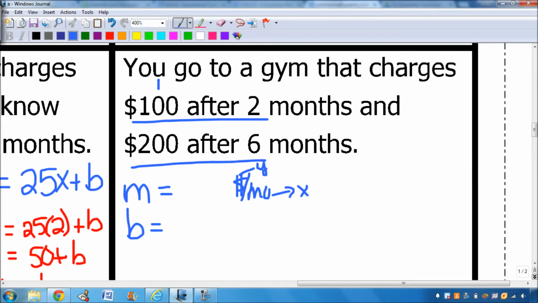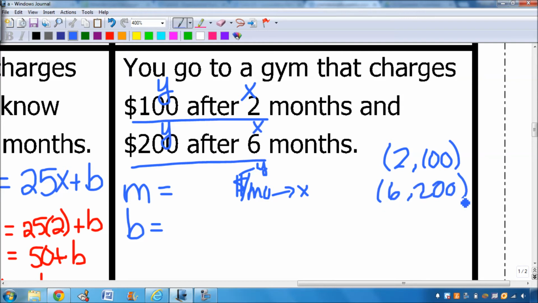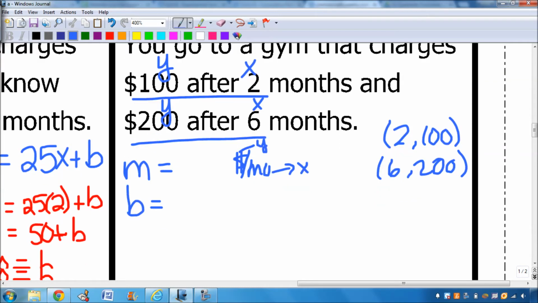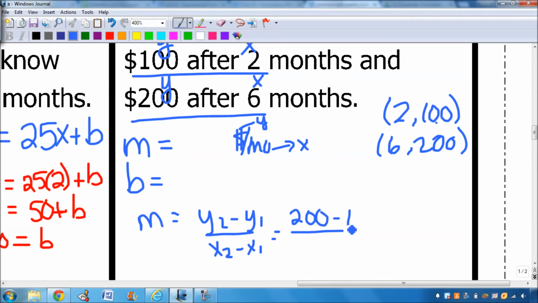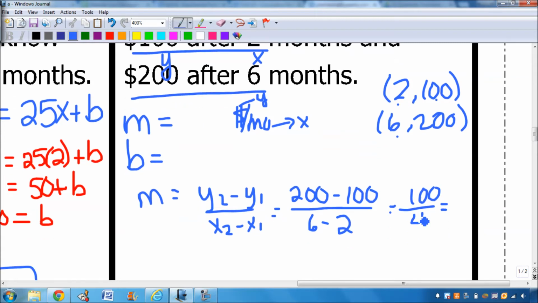So if I were to write this out, this is y, this is x. So my coordinate would be (2, 100), and my second coordinate would be (6, 200). Okay, so then I would just plug it into the slope formula. So m equals y2 minus y1 over x2 minus x1. My y2 is 200 because it's my second y. My y1 is 100, over 6 minus 2, because this is my x2 and my x1. So you get 100 over 4, which means that you end up getting 25.